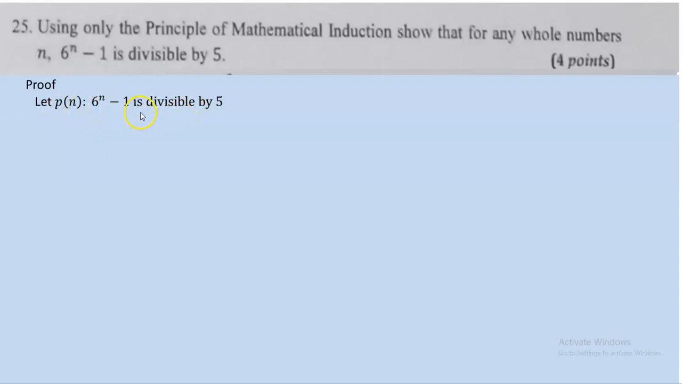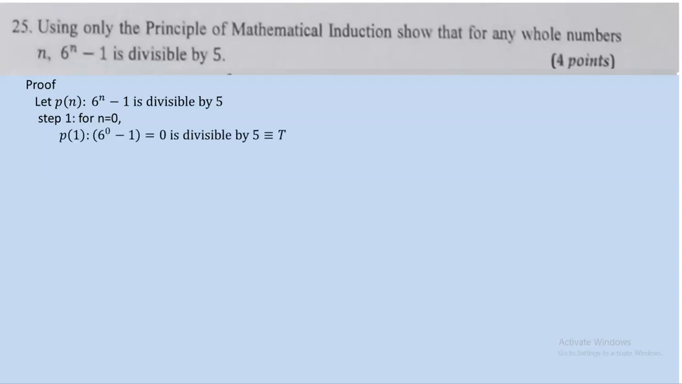So we're going to verify that 6 to the power of n minus 1 is divisible by 5 for whole numbers. True, actually it is true, it works. So the question is, how can you show this using the principle of mathematical induction? As you know, there are certain steps we need to pass through. The first step is checking for the first initial number, and we know that the set of whole numbers starts from 0, so put 0 there.